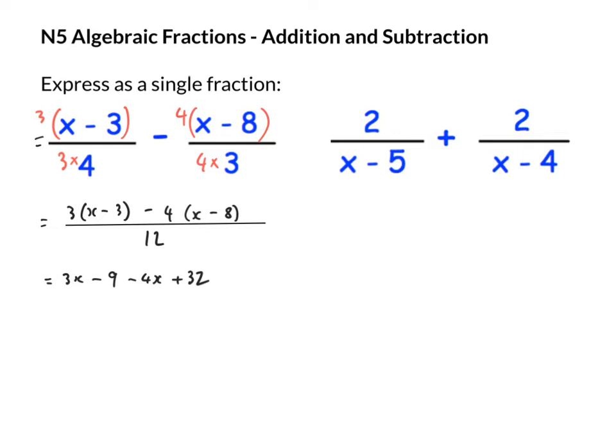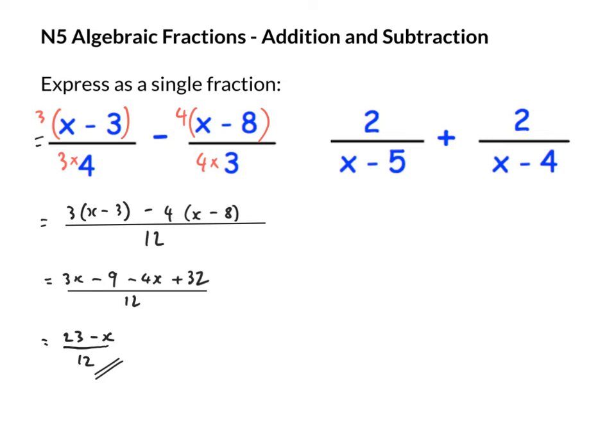So that will give me positive 32, all of that over 12. Now I'm going to tidy up all of that on the top. I've got a 32 minus 9, so that will give me 23. I've got 3 x's, subtract 4 x's, will give me a negative x. All of that over 12.